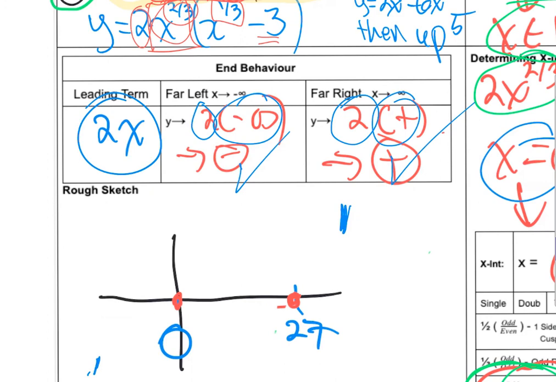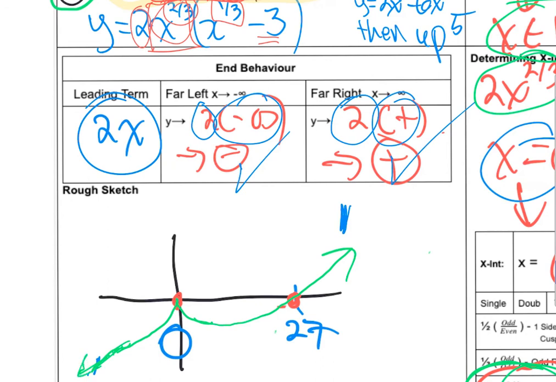So when I go to sketch this, I know that at 0, it was a two-sided cusp. So it's going to come along here, and then it's going to go like so, like the seagull shape. And then it goes along and passes through as a single x-intercept through 27. And that, folks, is your graph right there.